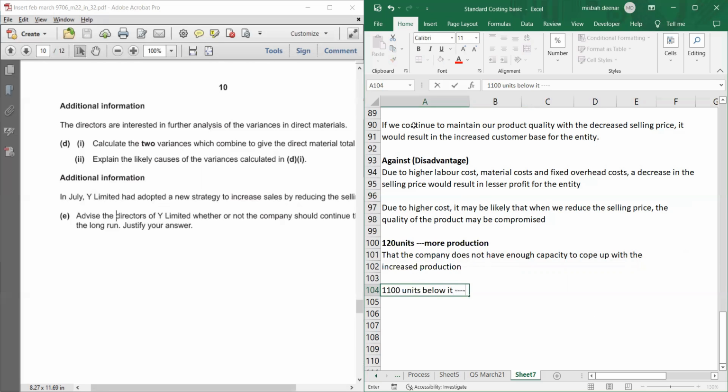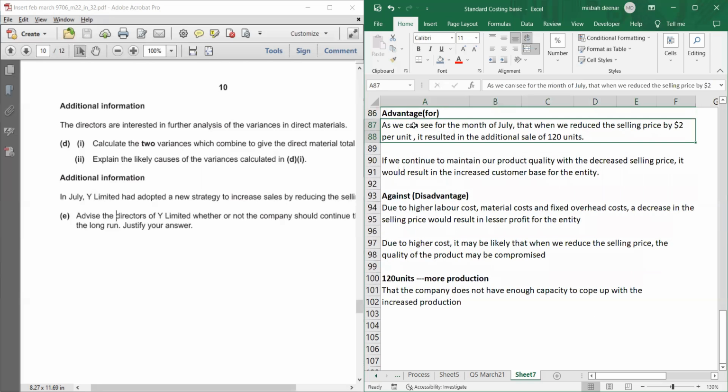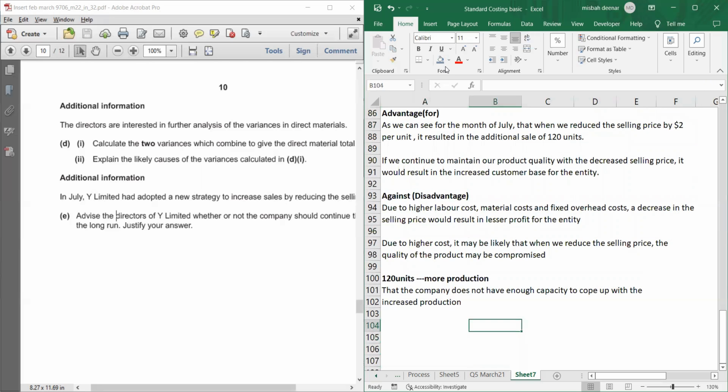So these are all theoretical aspects. So you can write this for 5 points. So 5 points for 5 marks, and we are done today for our question number 5 for Feb March 2022.